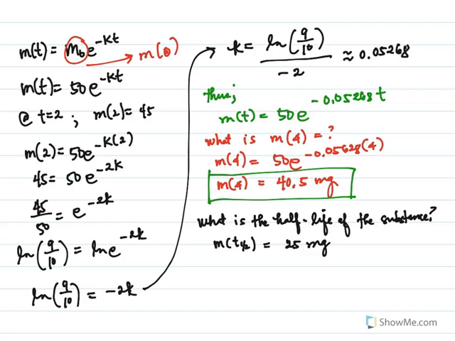So you will just solve in this equation, no? 25 equals 50 e to the negative 0.05268 times t sub 1/2, the half-life. So from this equation, we just solve for t. So divide both sides by 50. You will have here 25 over 50, or just 1/2, e to the negative 0.05268 t sub 1/2.